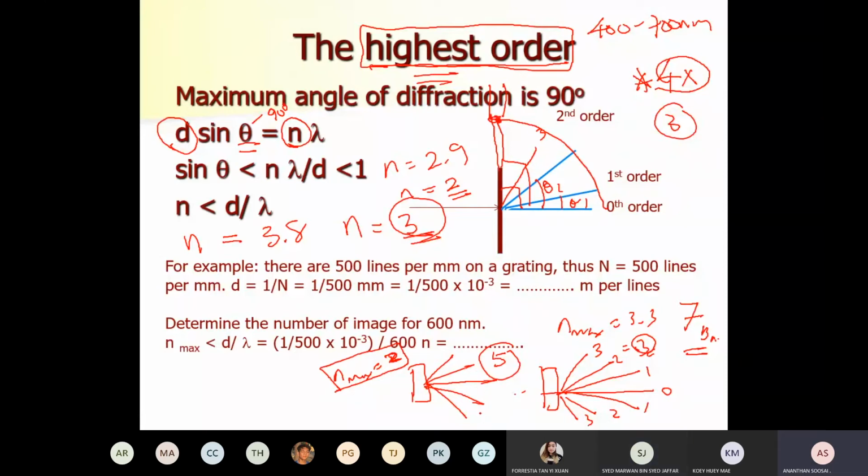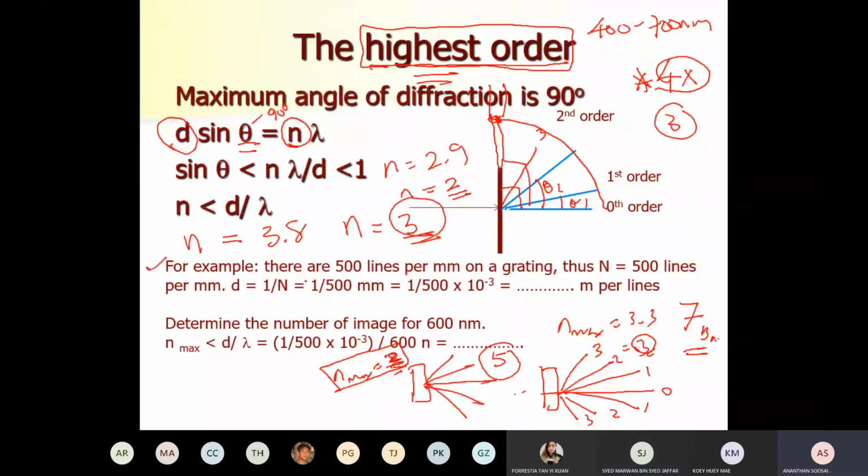Okay, be careful with the exam question. If they ask maximum order, the answer is 2. If they ask what is the total bright spots observed on the screen, if you got maximum order 2, then the answer should be 5. Okay, can you understand? Okay, now look at this question.